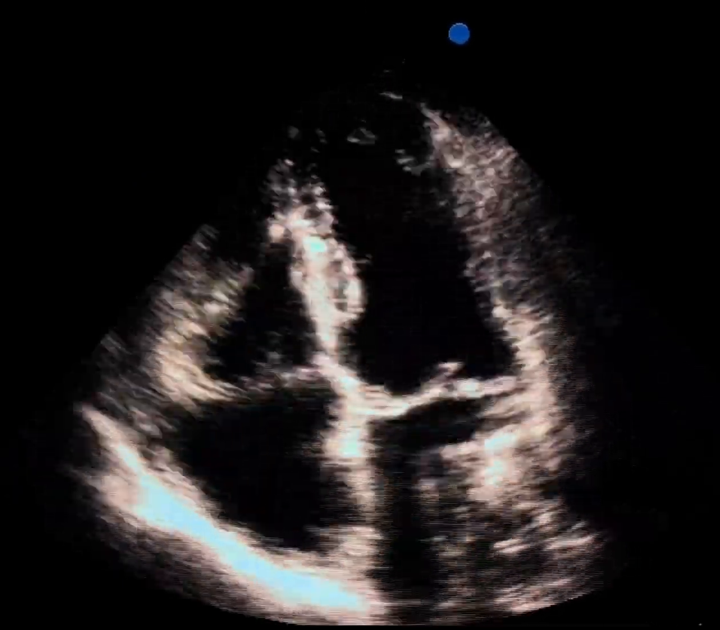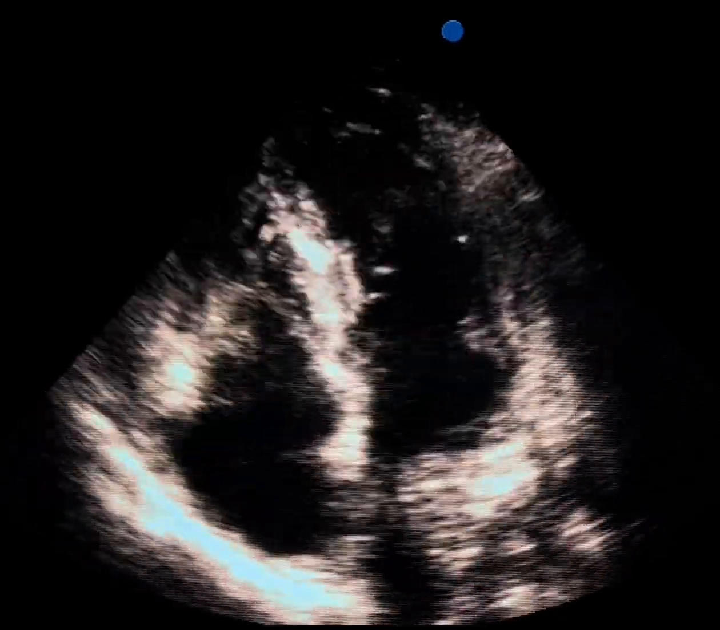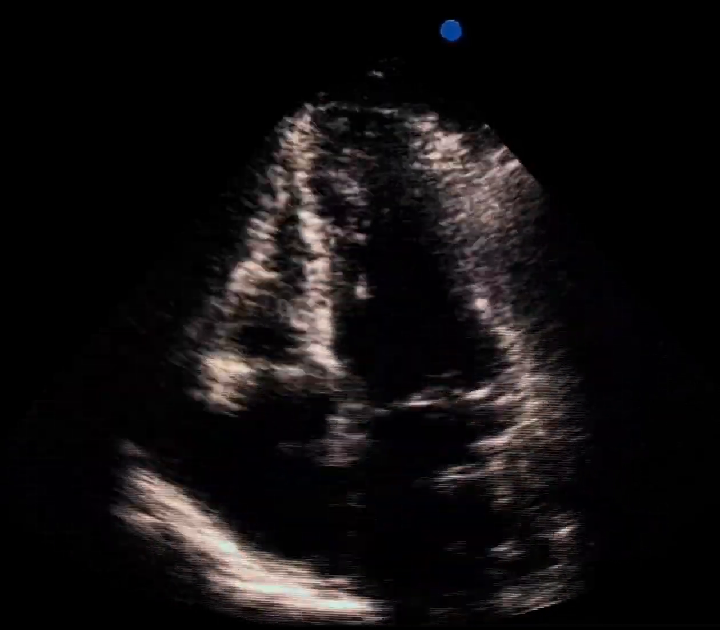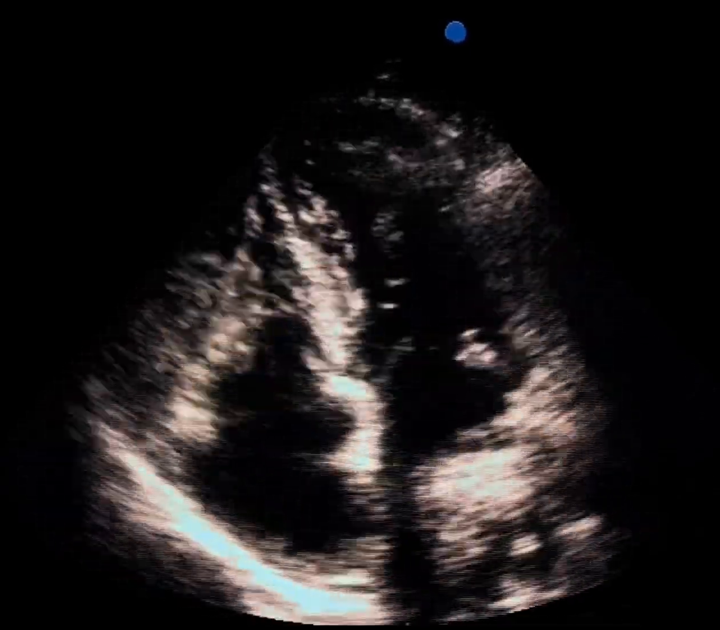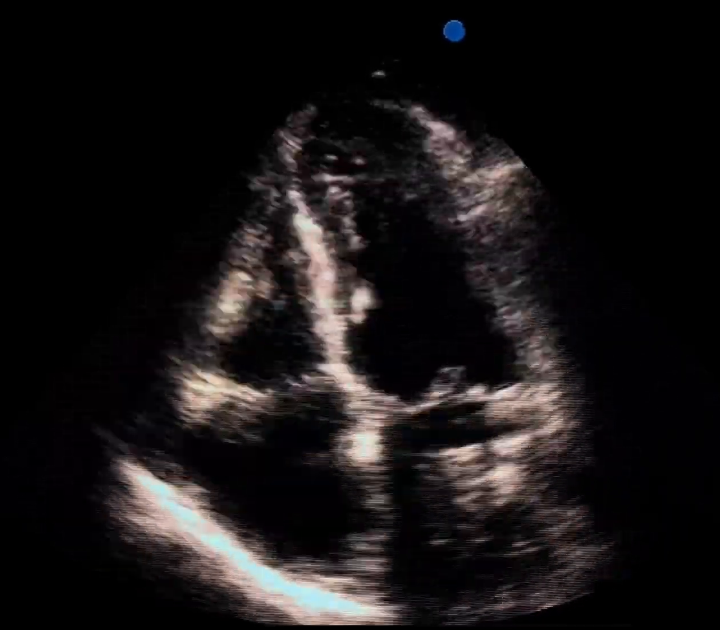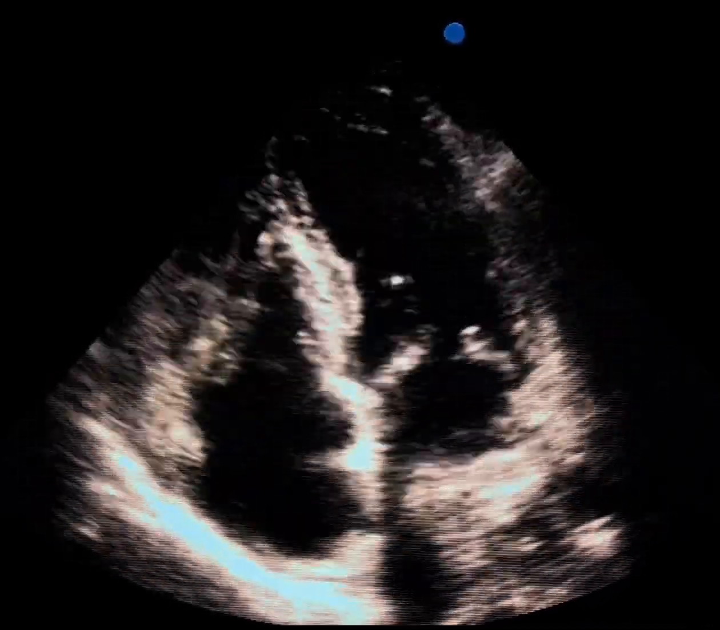Take a look at this apical four-chamber view. What is this echogenic mass in the left atrium? At first glance, a tumor or a large thrombus comes to mind. But indeed, it is an extracardiac mass that is seen inside the left atrium.